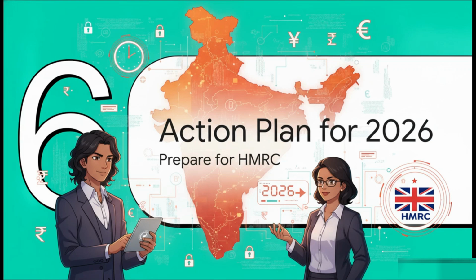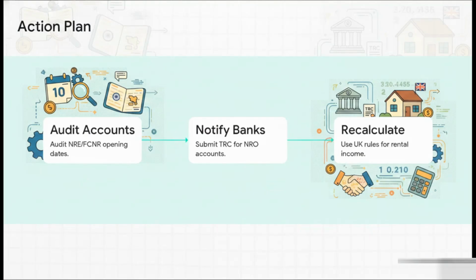Finally, Section 6, your action plan for 2026. How to prepare before those HMRC nudge letters start arriving. Look, thanks to automatic data sharing between Indian banks and HMRC, ignoring your Indian income is literally no longer an option. So, here are the 3 steps you need to take today.